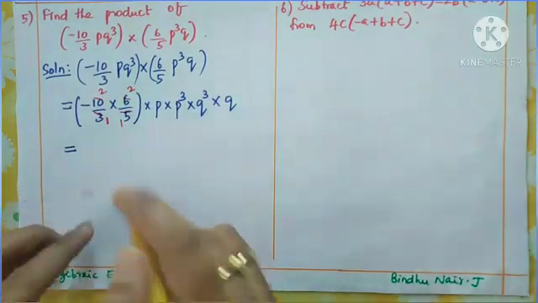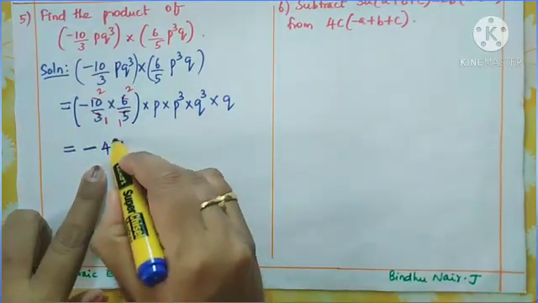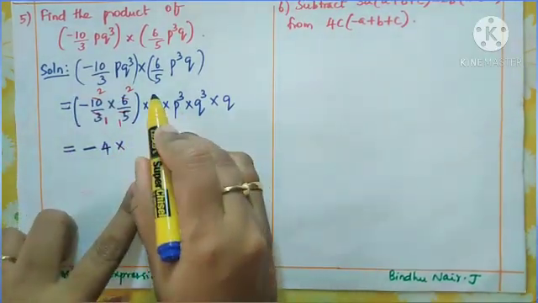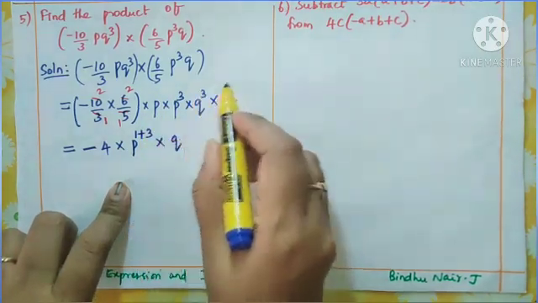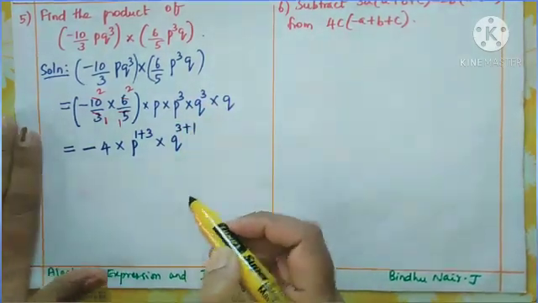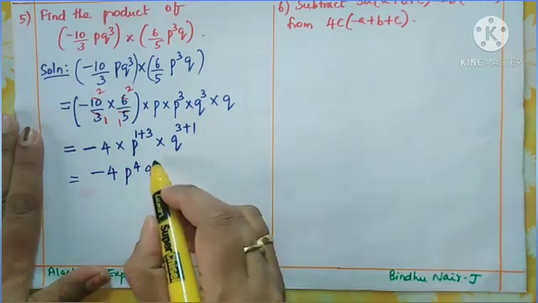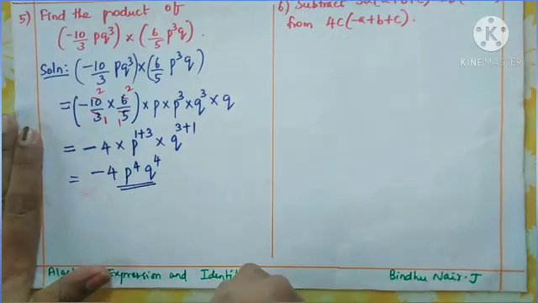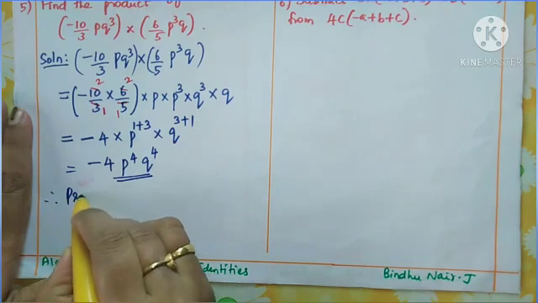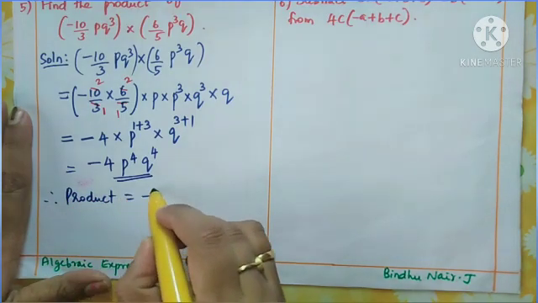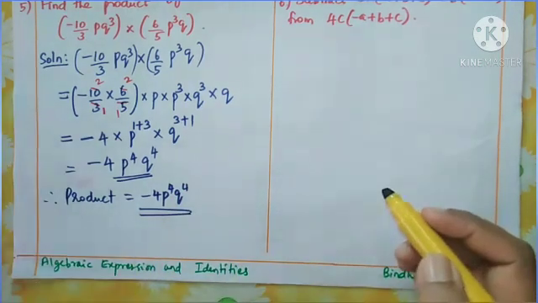Okay, so what happens? Minus is there. 2 into 2 is 4, into, collect the powers of p. Here 1 plus 3 is 4. Similarly here also q power 3 plus 1. Understand? So that is equal to minus 4p⁴q⁴. So this is the product of the given monomials. Okay, so finally we can write, therefore product is equal to minus 4p⁴q⁴. So this is the required answer.